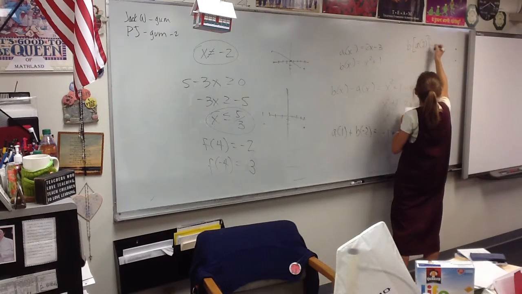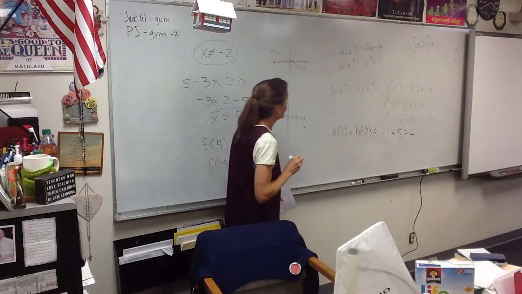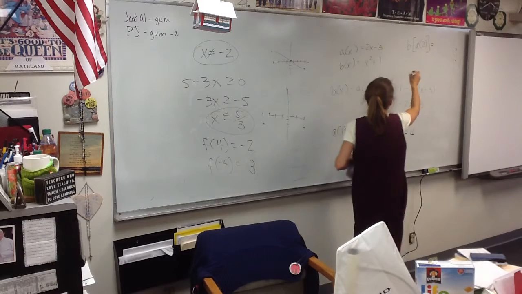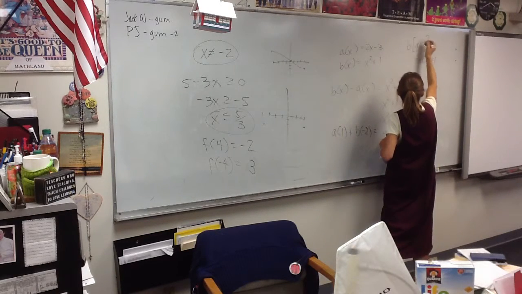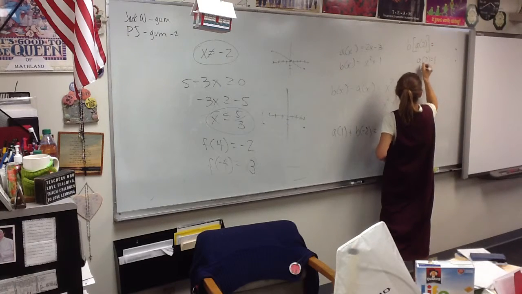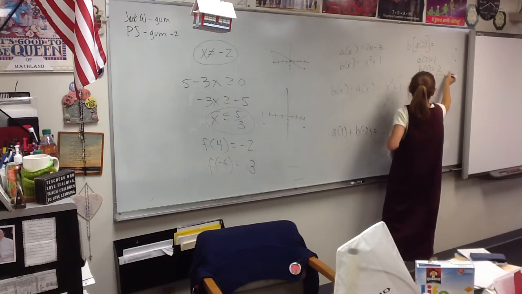This is composition. So what do we do first? Find a of 2. So what's a of 2? So this is 1. This right here is 1. So aren't we just finding b of 1? And that would be 2.